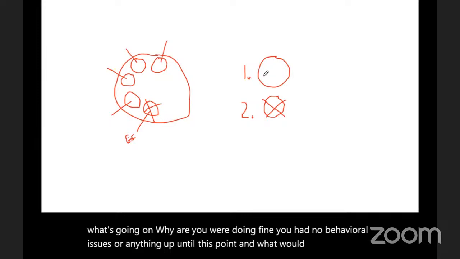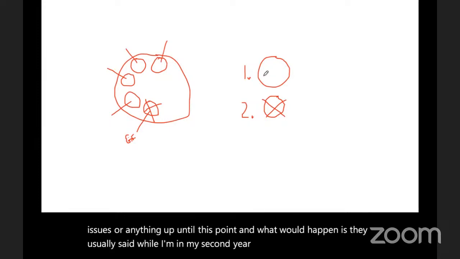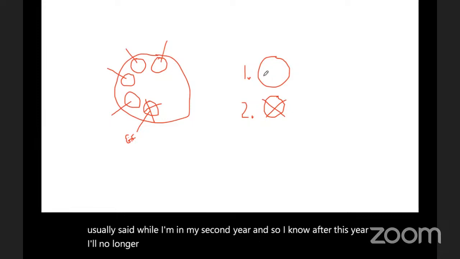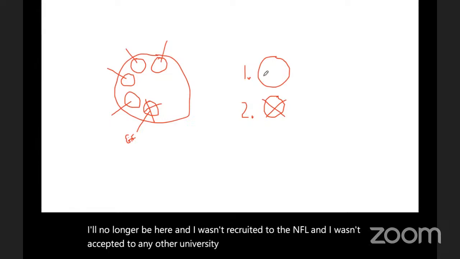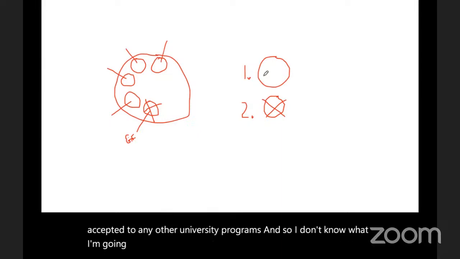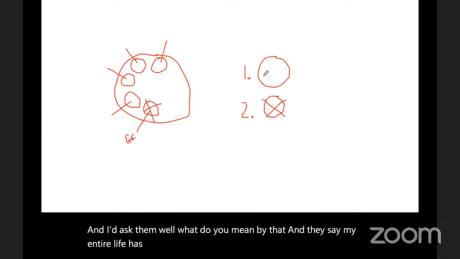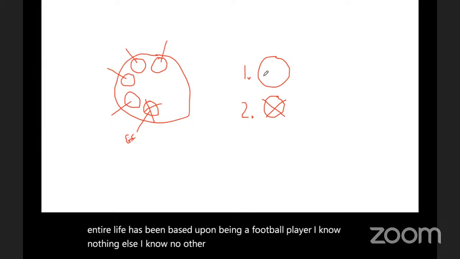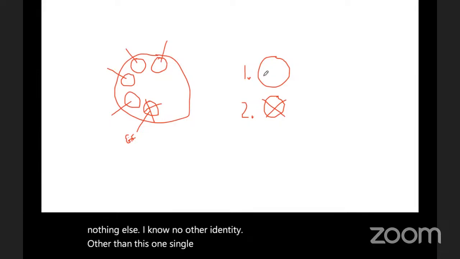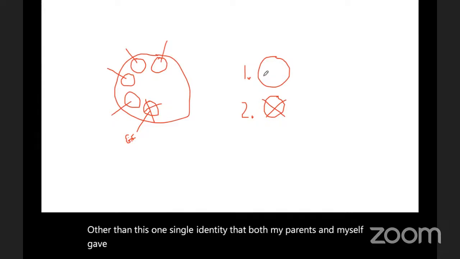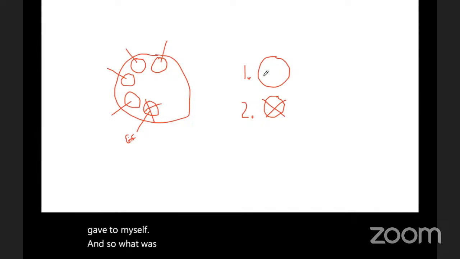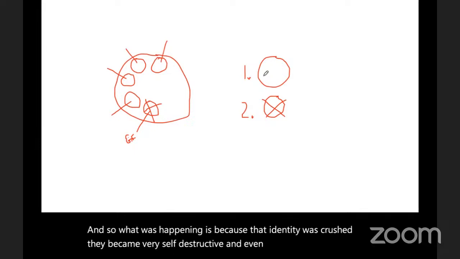And what would happen is they usually said, well, I'm in my second year. And so I know after this year, I'll no longer be here. And I wasn't recruited to the NFL and I wasn't accepted to any other university programs. And so I don't know what I'm going to do. And I'd ask them, well, what do you mean by that? And they say, my entire life has been based upon being a football player. I know nothing else. I know no other identity other than this one single identity that both my parents and myself gave to myself. And so what was happening is because that identity was crushed, they became very self-destructive and even destructive to the end of harming other people.